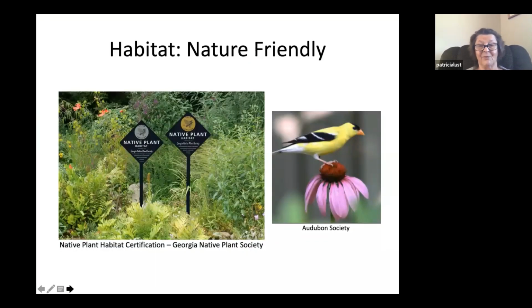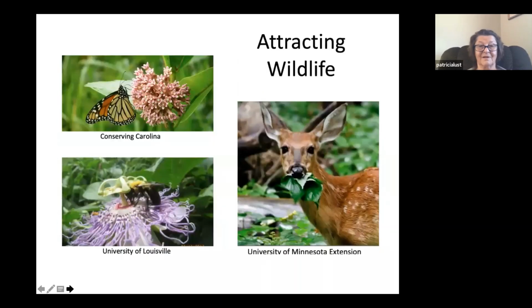Habitat, what can I say? Native plants are the best for developing habitat. I put in the picture on the left. I don't believe that the Virginia Native Plant Society does anything like this, but the Georgia Native Plant Society actually gives awards to backyard habitats for what they do. And of course, they attract wildlife.